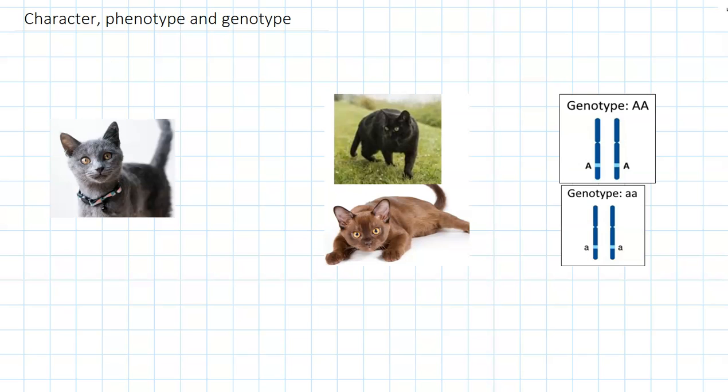Hey everybody! So, we're going into more detail about genes now, and we're learning about these three really important concepts here, which are character, phenotype, and genotype. So, we're starting with character. Character basically just means characteristic.